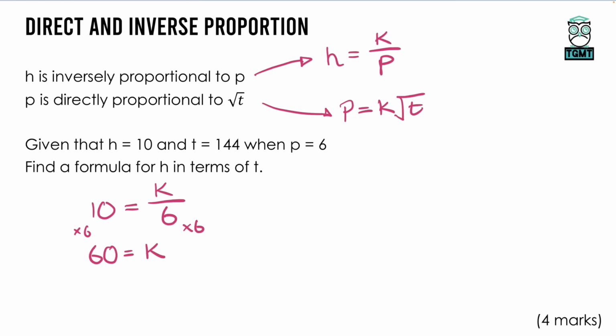We can then put that into our formula. So up here we have h is equal to 60 divided by p.